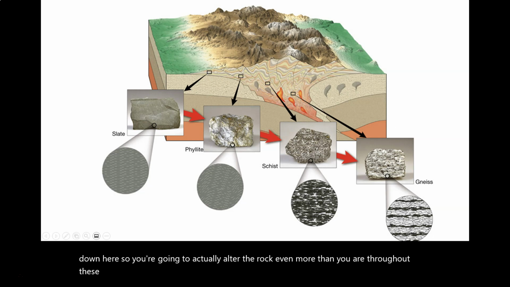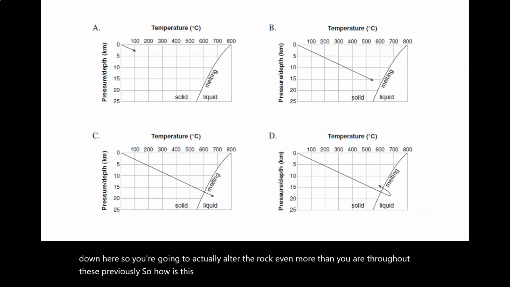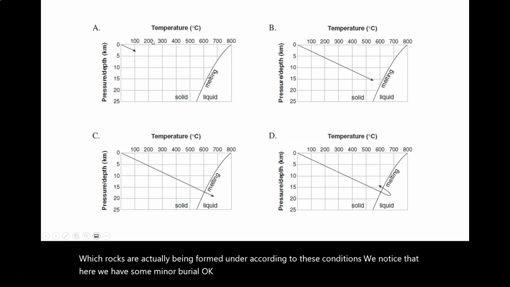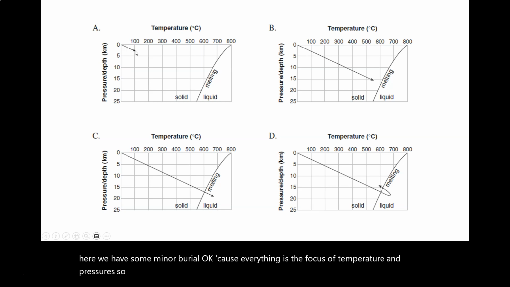So how is this depicted on a graph? Whenever you start looking at these graphs and you're trying to make the relationship to which rocks are actually being formed according to these conditions, we notice that here we have some minor burial, because everything is the focus of temperature and pressures. So at a depth here of about 3 kilometers, we know that we are not going to have metamorphic conditions.